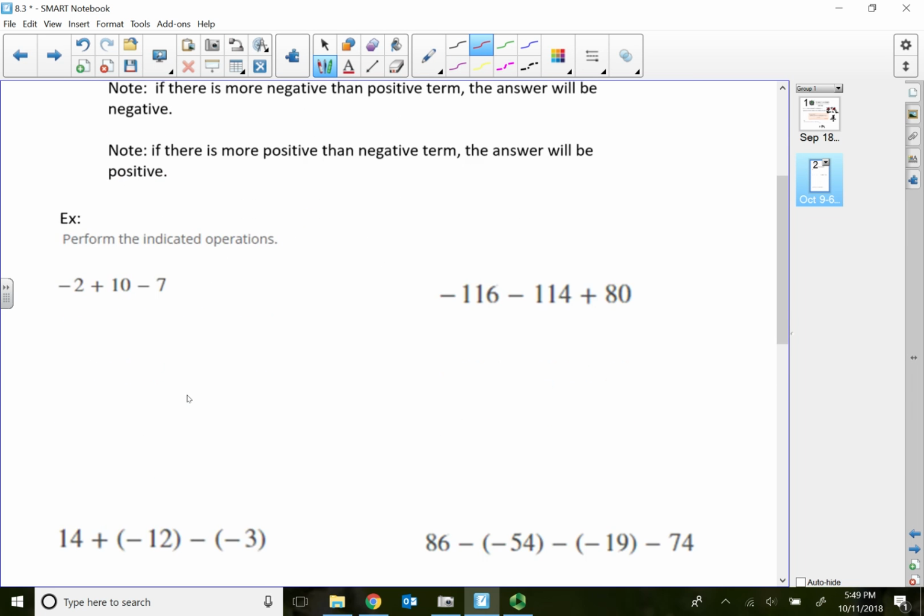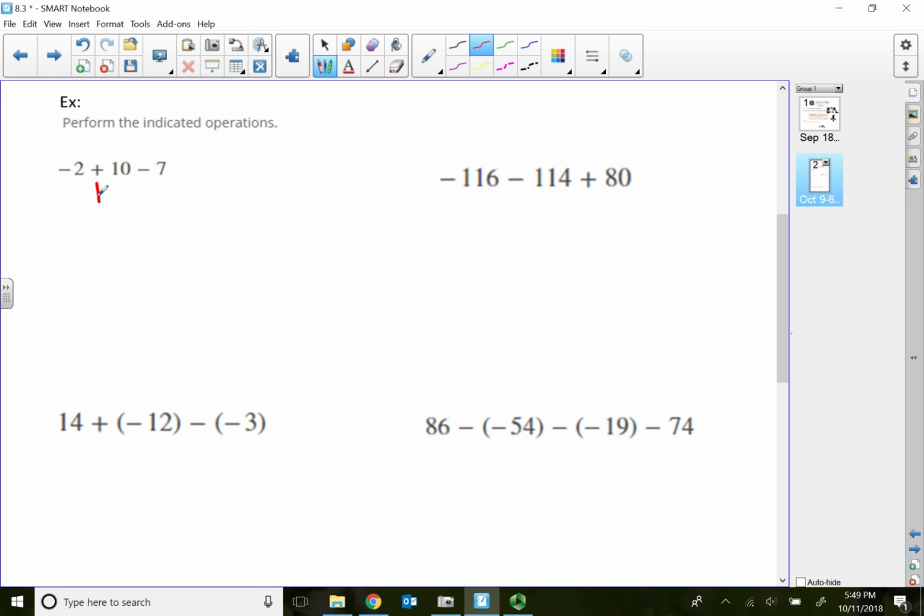All right, let's take a look at a few examples here. Here I see an addition sign and a subtraction sign outside the parentheses, so I should have 3 terms. -2 is 1 term. Positive 10 is 1 term. And I should have a -7 as the 3rd term. So I'm going to combine my positive 10 and -7 first, because I see those two terms as 10 minus 7. You can combine any two terms first of your choice. That will be fine.